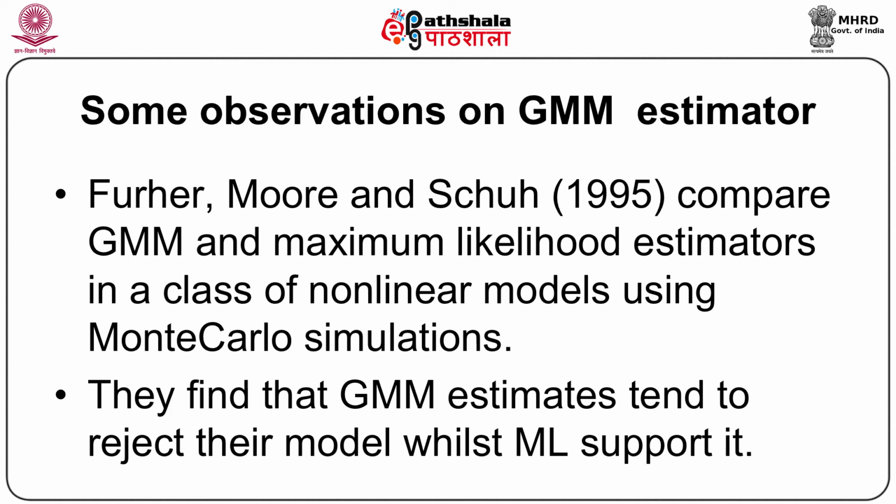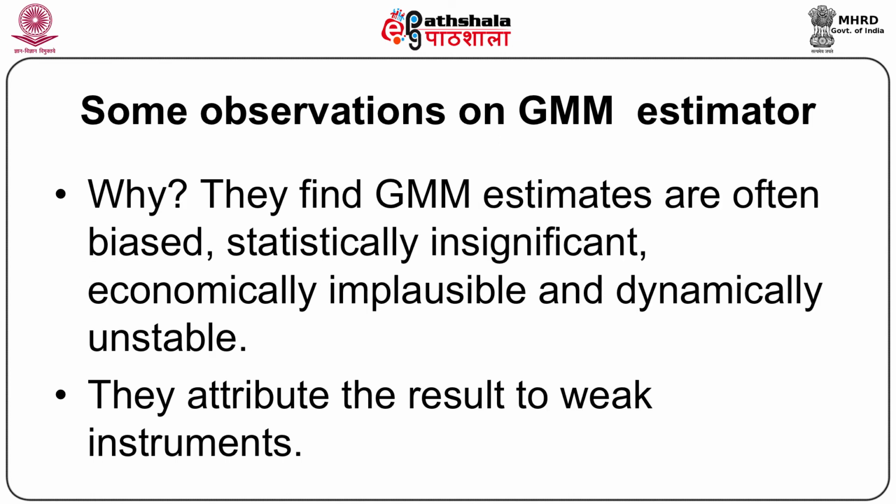Furthermore, Mao and Schorfheide 1995 compared the GMM and the maximum likelihood estimator in a class of nonlinear models using Monte Carlo simulation. They find that GMM estimates tend to reject the model while ML supports it. Why? They find that GMM estimates are often biased, statistically insignificant, economically implausible and dynamically unstable. They attribute the result to weak instrument conditions.